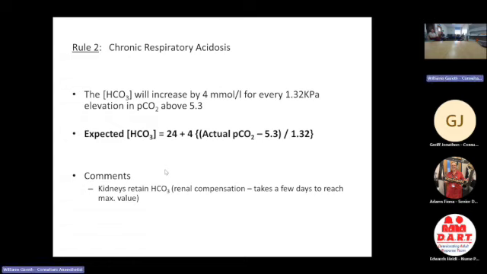Next one is about chronic respiratory acidemia. So our COPD patients, chronic CO2 retainers, have a much greater compensation over time, and the factor's 4-fold. So rather than 1 millimole for every 1.32 kilopascals, it's 4. So you just see a much greater renal compensation. If you get your chronic CO2 patient coming in, they've got an acid-base disturbance, but you've got evidence they've been CO2 retained for years, you can work out what their bicarb should roughly be by using that calculation.